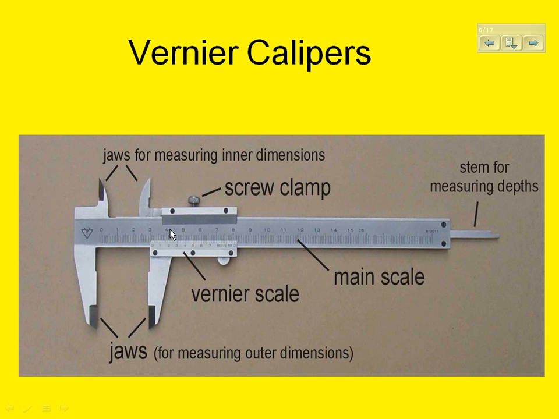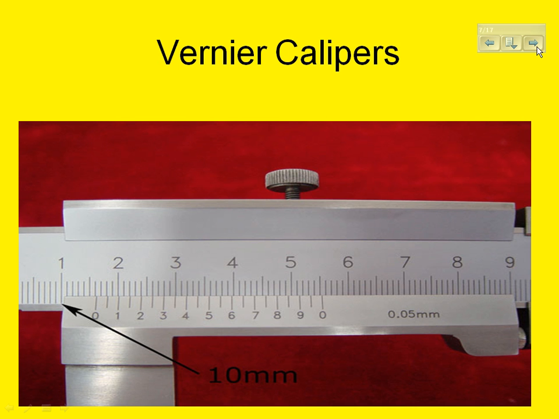This is called the main scale. The vernier scale is this lower part. The screw clamp allows the jaws to remain in place while you make the measurement. Let me show you how to read a vernier caliper. So, the jaws have been placed around an object and the screw has been tightened, and now we're ready to make a measurement.